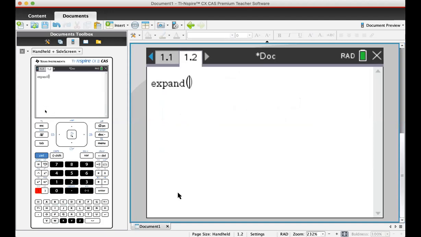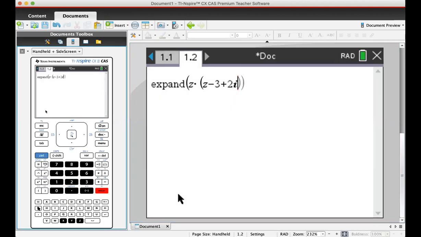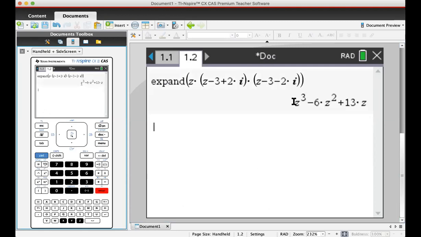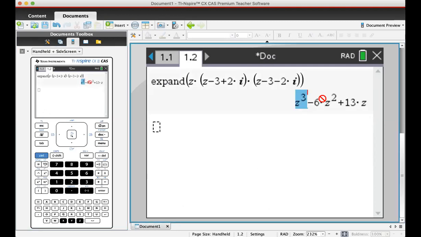Expand bracket z times bracket z minus 3 plus 2i times z minus 3 minus 2i. Be careful with the negatives here, okay? And then you just get z cubed minus 6z squared plus 13z. So which one is our answer? I suppose the answer should be, let's have a look.